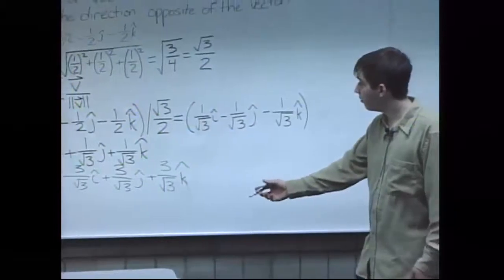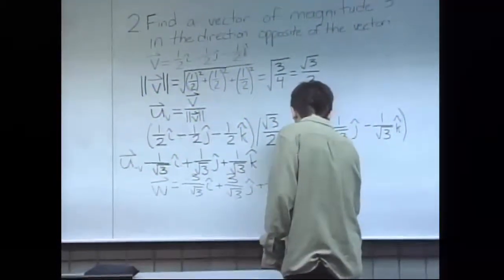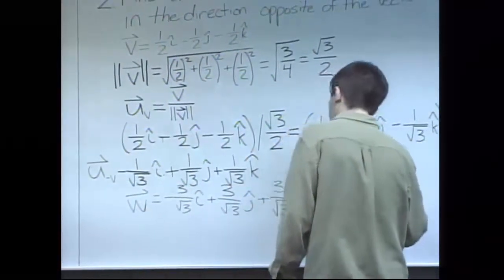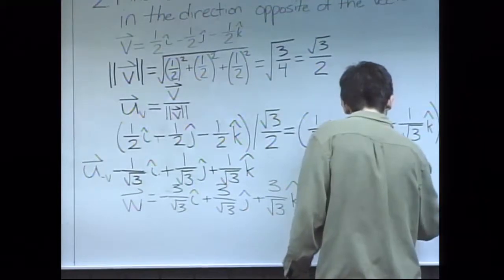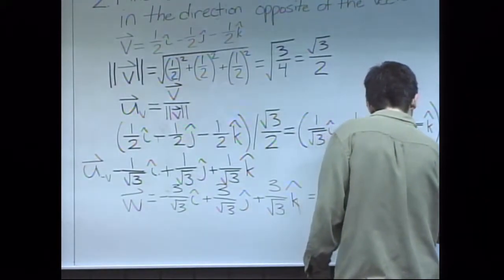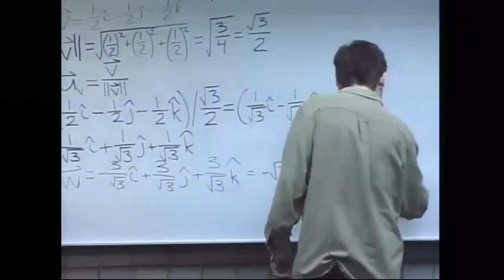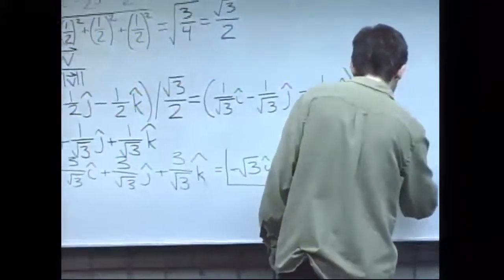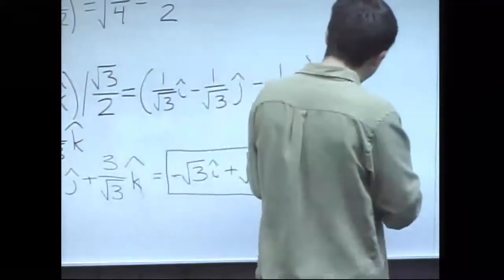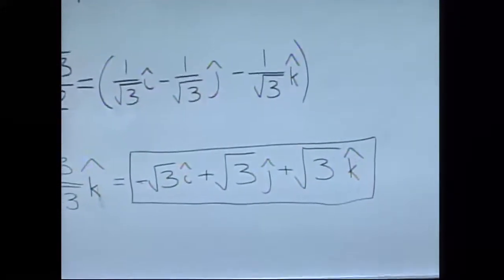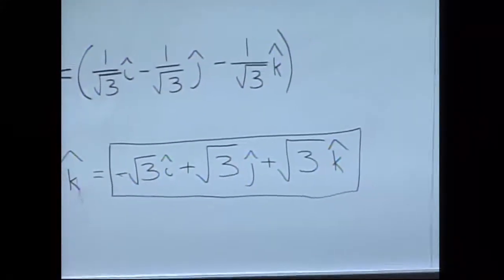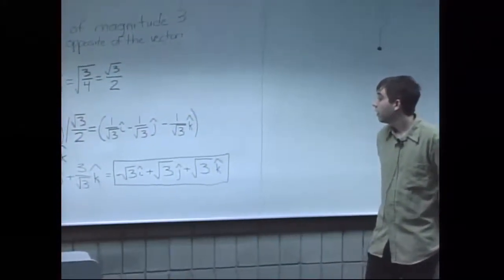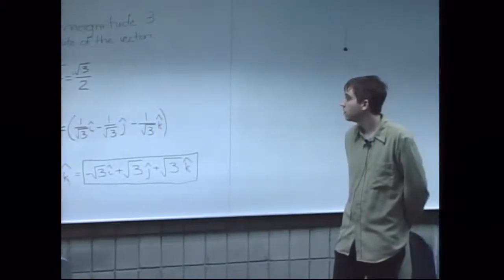Technically, you can simplify it a little bit more, so I'm just going to do that really quick. And this is the final answer for a vector of magnitude 3 in the direction opposite of our original vector.